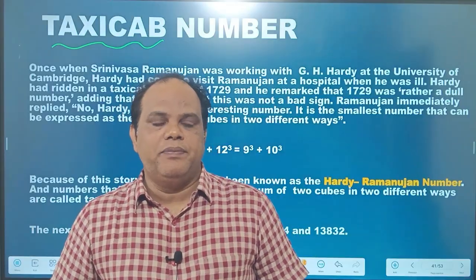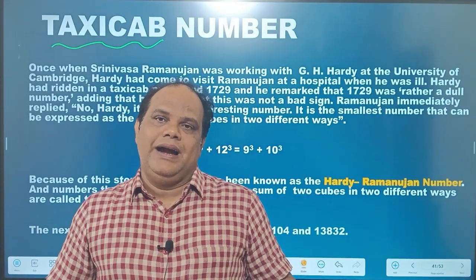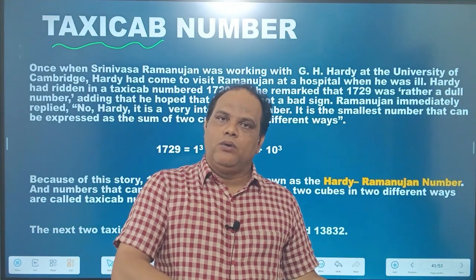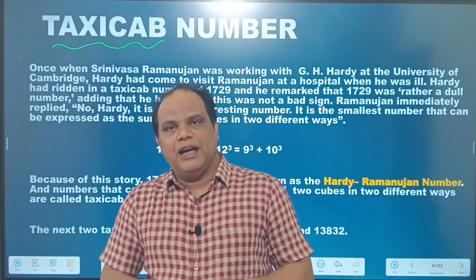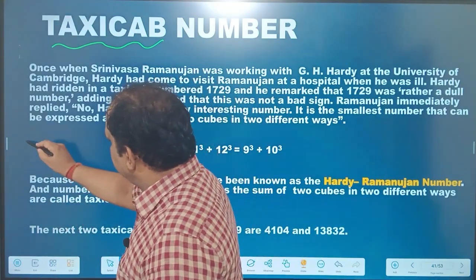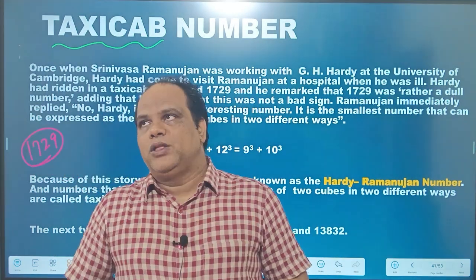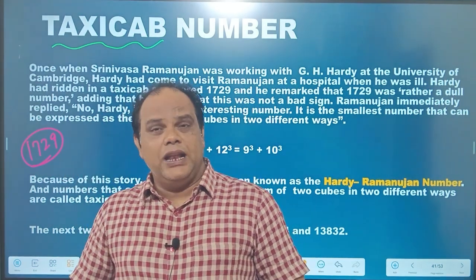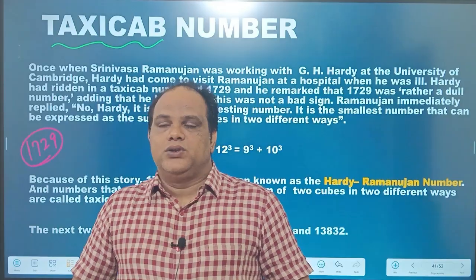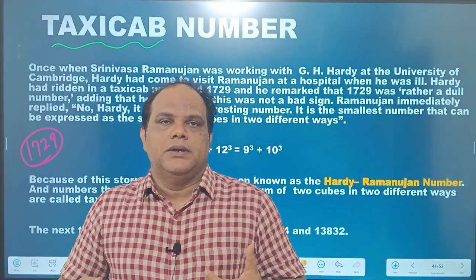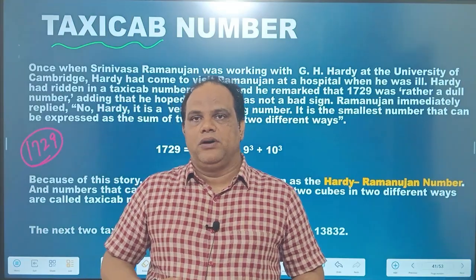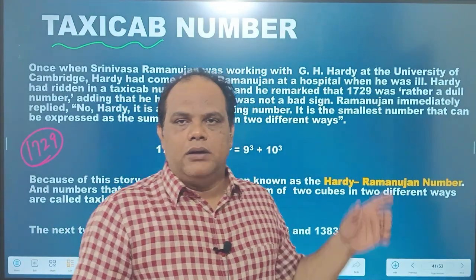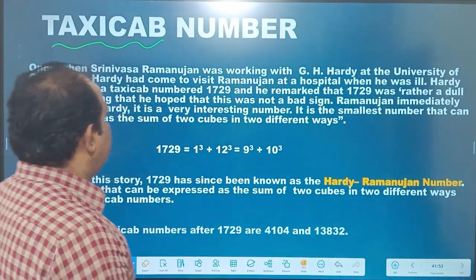thought to meet him, right? Then he hired a taxi to go to the hospital to meet him. But when he hired the taxi, he saw the taxi number. It was 1729. He thought that this number is not good. It's a dull number, right? So he was having this thought in his mind that something bad would happen or something like that. He went to meet Ramanujan in the hospital, right?